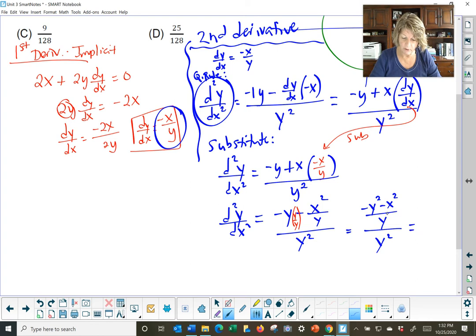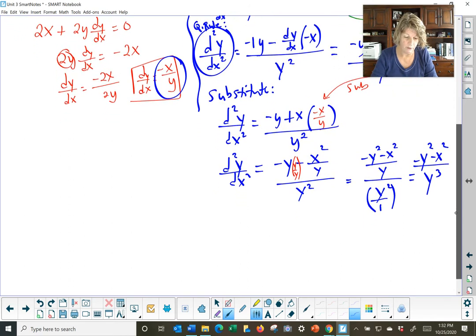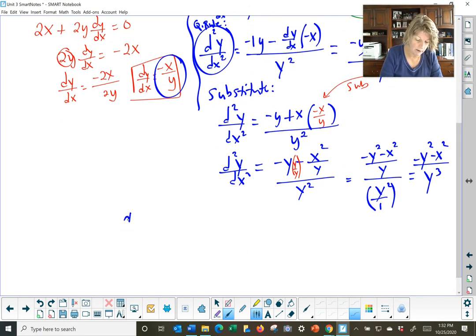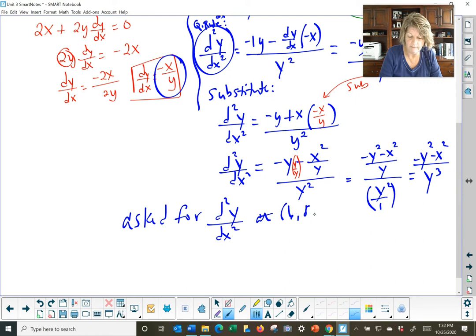I can join those denominators together because this is like over 1, multiply by its reciprocal, and voila, we get negative y squared minus x squared. I'm so tempted to pull that negative out front, over y cubed. There is a complete second derivative, simplified almost as much as we could. I could pull the negative. Now, they asked for the second derivative at (6, 8), if I'm not mistaken.